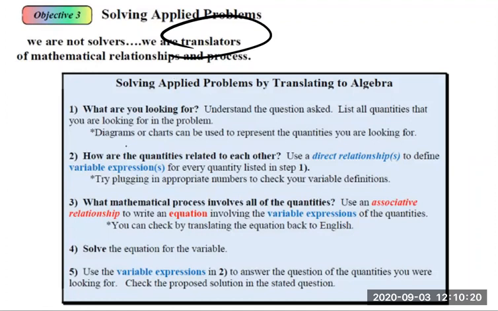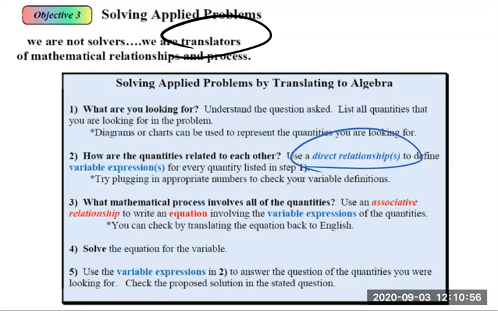To start off, what we do when we're solving applied problems is ask ourselves what we're looking for. This helps us define our quantities. The next question is, are those quantities related to each other, or how are they related to each other? So we're looking for direct relationships that tie one quantity to another. And then step three, what mathematical process involves all of these quantities? Is there something that relates all these quantities together in terms of a mathematical process?